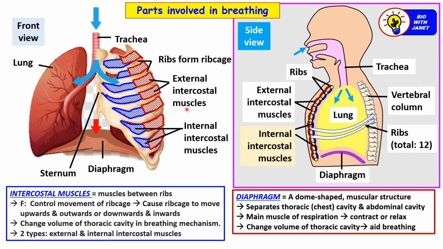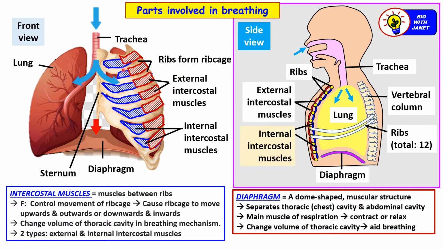Let's look at some parts of the human body that are involved in the breathing mechanism. The first structure is the rib cage. Alright, so in this front view of the human body, we can see the lung shown here. Okay, but actually the lungs are covered by a structure called the rib cage, which helps to protect the lungs, and the rib cage is also involved in the breathing mechanism of inhalation and exhalation.